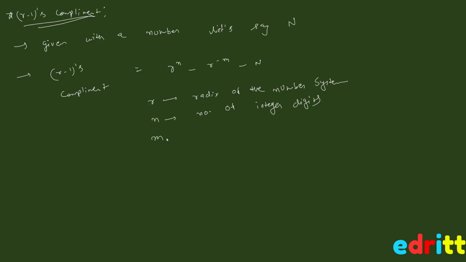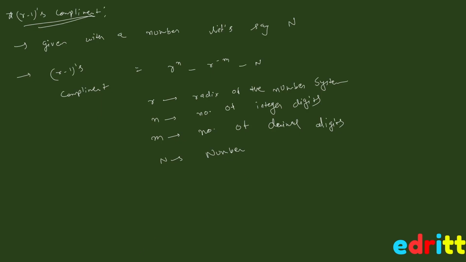This m over here represents the number of decimal digits, and this capital N represents the number itself. So this formula may look pretty complex, but we'll try to understand it through a simple example.